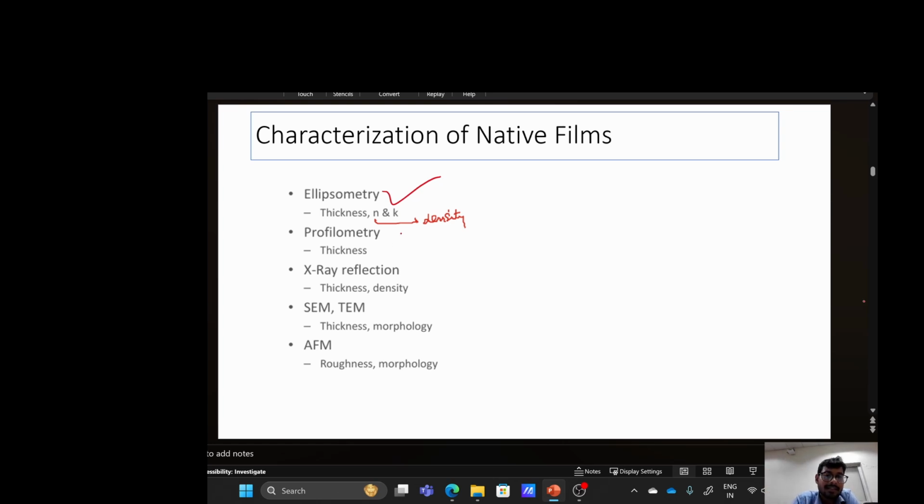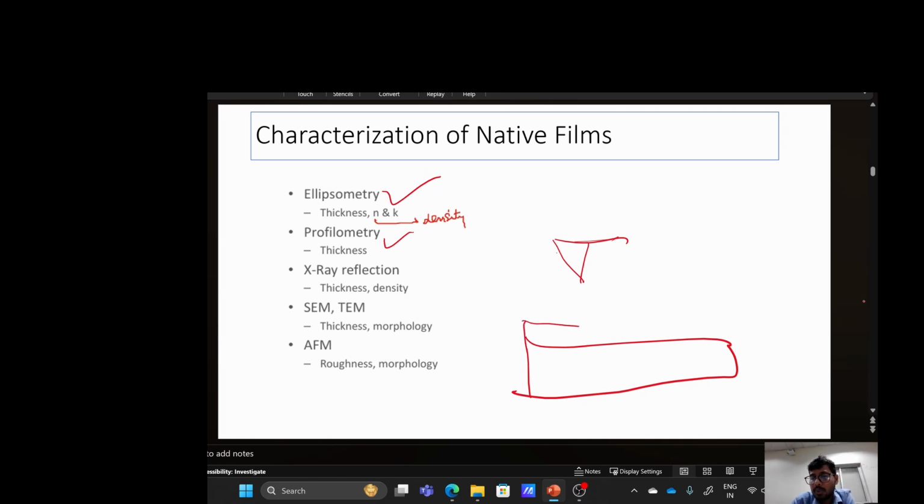Another method is profilometry. You can check the thickness using profilometry. In profilometry there is a needle with a tip. If this is your silicon wafer and you have grown silicon dioxide, you need to create a step. The tip touches the surface, and as the tip or the substrate moves, there will be a step height. This is a mechanical method.